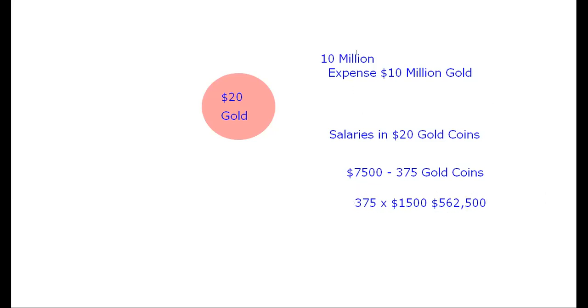Now, for the business, they had $10 million in profits. And before the end of the year, they took that profit and bought $10 million in gold coins. They then paid their employees their bonuses in gold coins. Guess what? Their bonuses were $7,500. What did they get taxed on to the IRS?